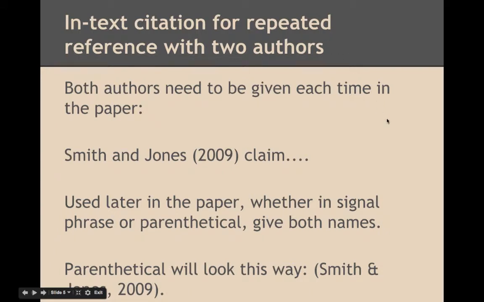Okay. This slide illustrates what to do if you have two authors for a reference. If you have two authors, you need to give both authors every time. The first example at the top here shows if the authors are used in the signal phrase or as a subject of the sentence, and the next one shows you what to do if they're used in a parenthetical citation. So here notice that you use the abbreviation for and up here you're spelling out and.